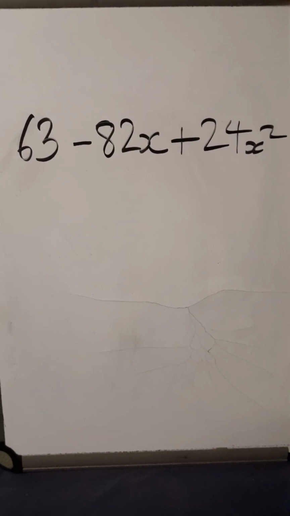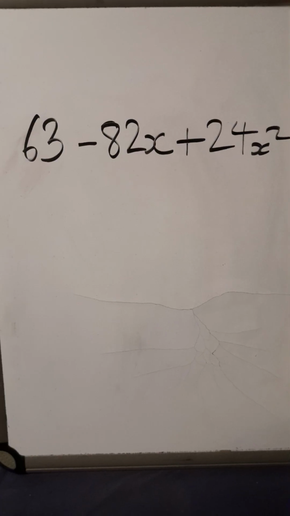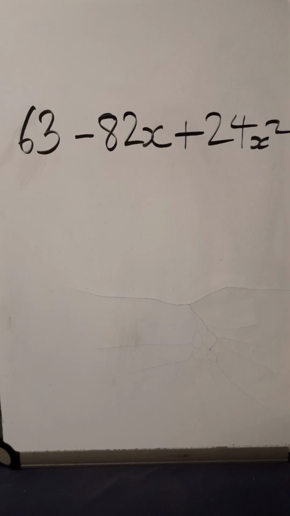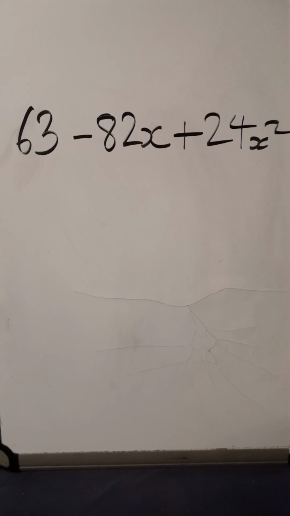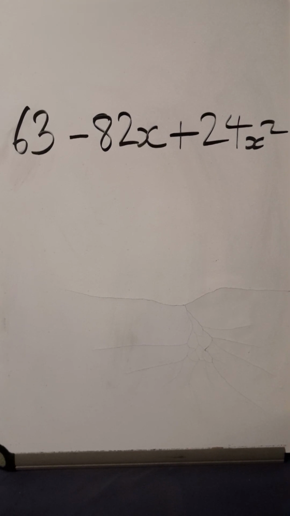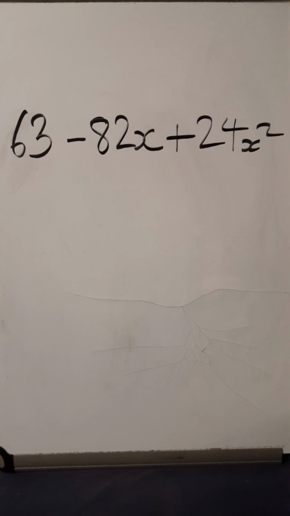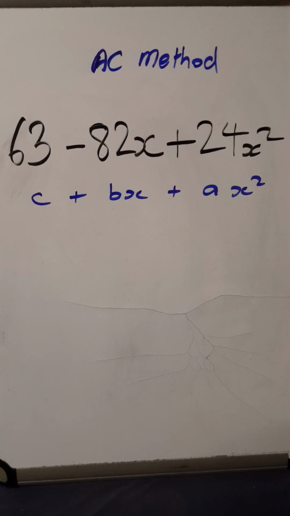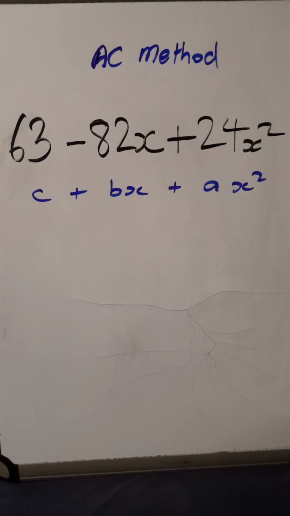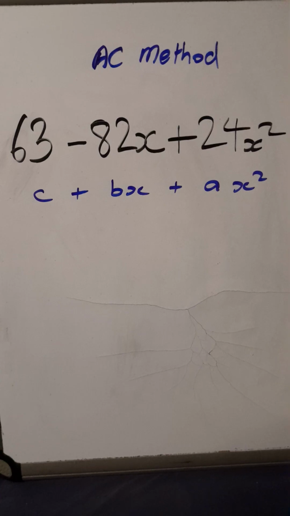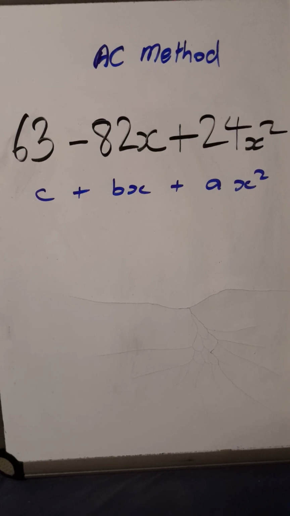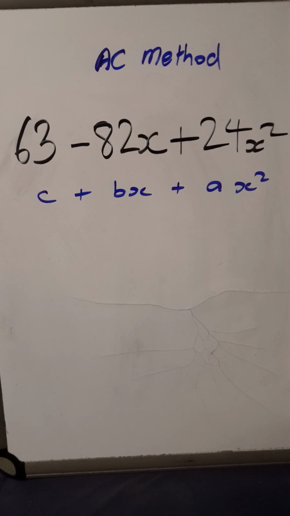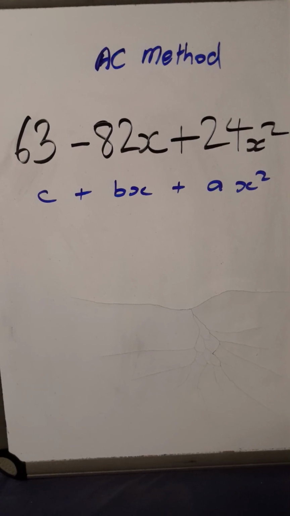Okay, so now we have a trinomial, and now we end up with an x squared all the way to the right instead of to the left. So what are we going to do about this? Well, we have what is called the AC method, where our C is going to be 63, our B is going to be minus 82x, and our A is going to be positive 24, right? So let's pay very close attention to that.